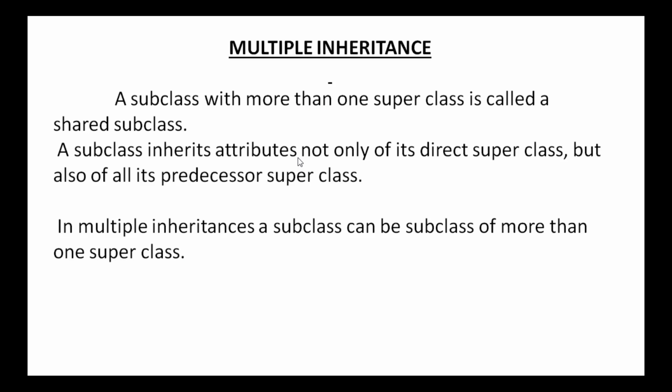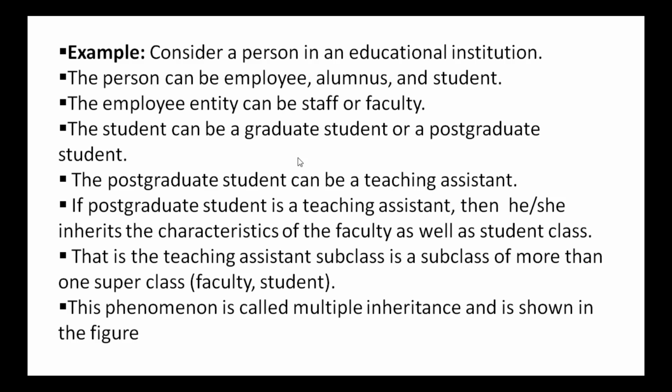Coming to the next topic, multiple inheritance. What is multiple inheritance? Already in Java we learned very thoroughly about multiple inheritance. A subclass which derives from more than one superclass is called multiple inheritance, and that type of class is also known as a shared subclass. That means a subclass inherits attributes not only of its direct superclass but also of its predecessor superclass. A subclass that derives properties from one or more superclasses is known as multiple inheritance.